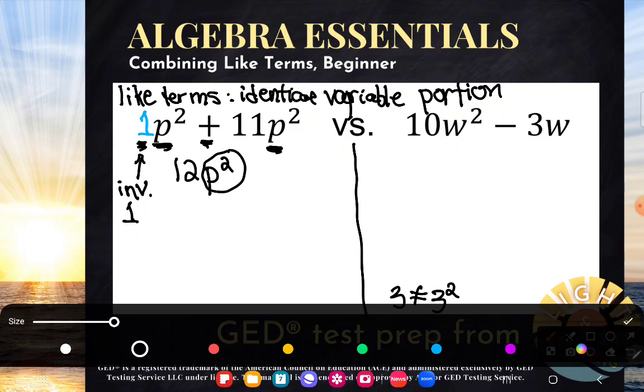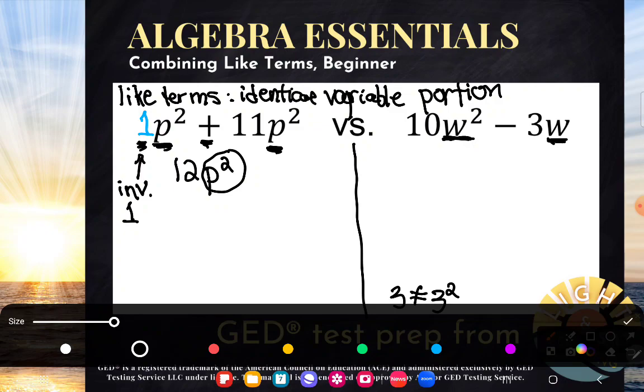All right, nice job. But now compare that to the next example. The next example, the two terms, this one is a w squared term, and this one is a w term. The variable portion is not identical. Again, it's not enough for them just to have the same letter. They need to have the same exponent on that letter.